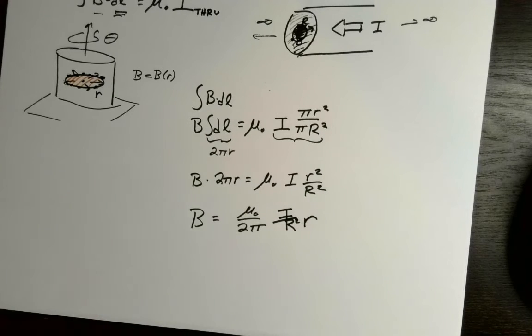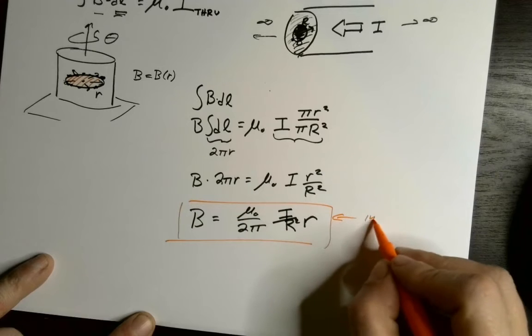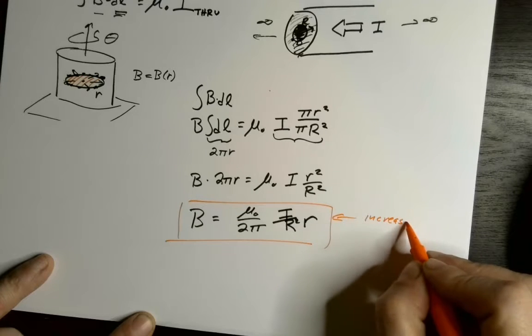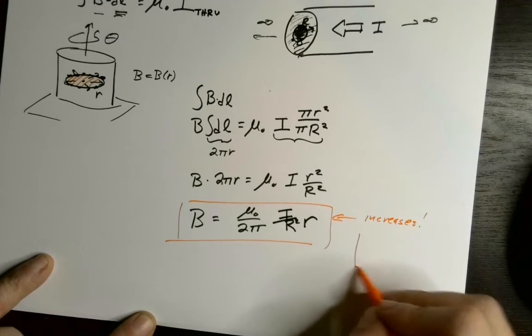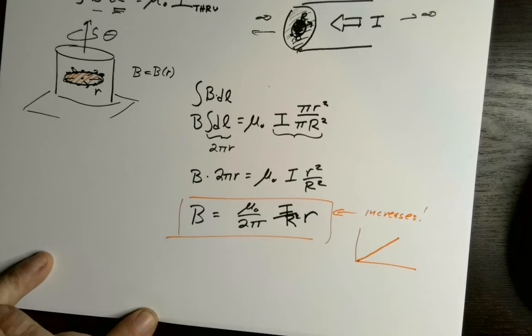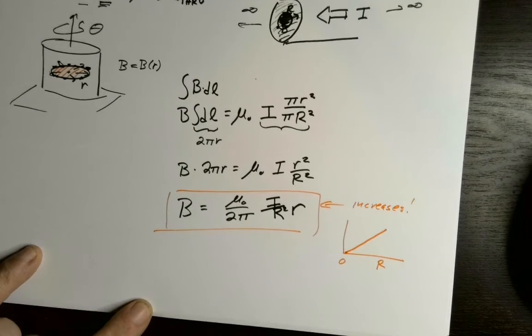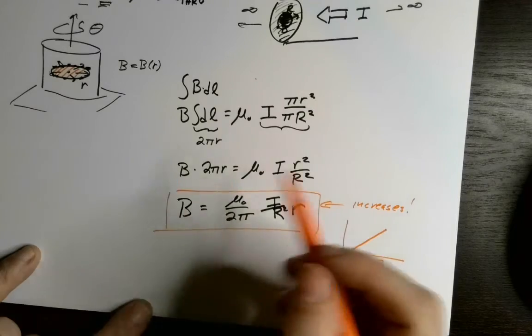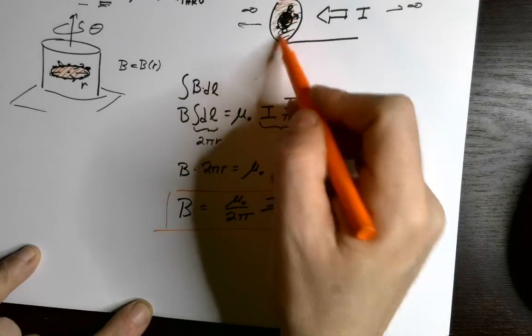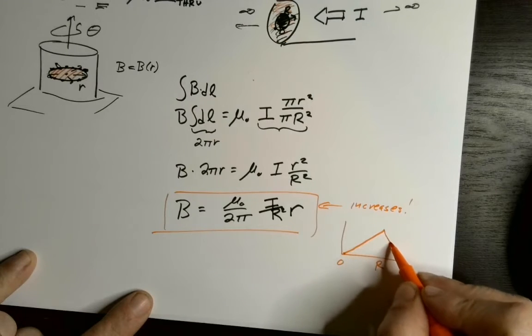We'll write it like that, so that it's clear that the magnetic field increases linearly as you go from the center of the wire to r equals R. And then once you get outside, it's just the same as the problem of just a wire. The whole current through the loop is just I, and it falls off like 1 over r.